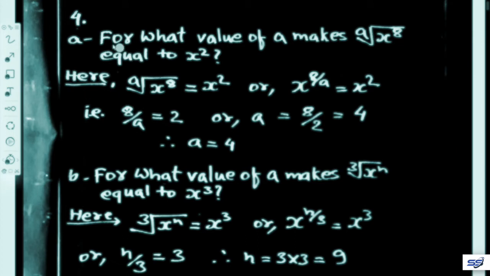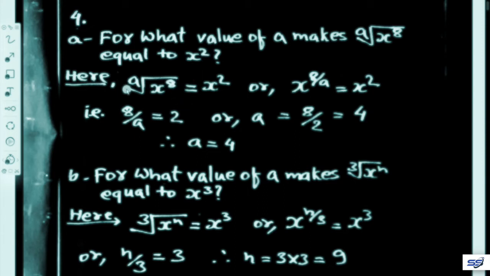We can also see number four. For what value of A does the A-th root of x power 8 equal x power 2, or we can also say x square? Given A-th root of x power 8 equal to x square, so the equation shall be written here as usual.